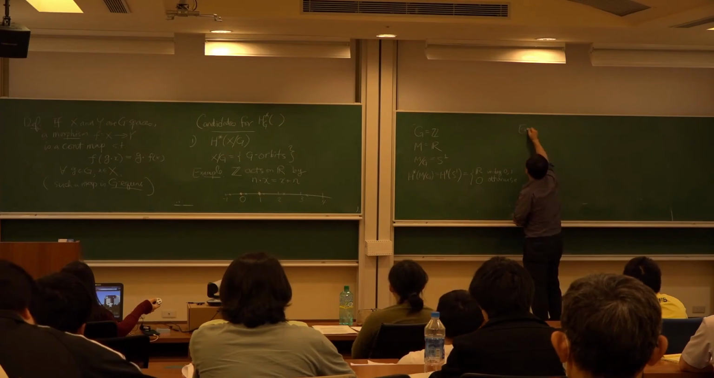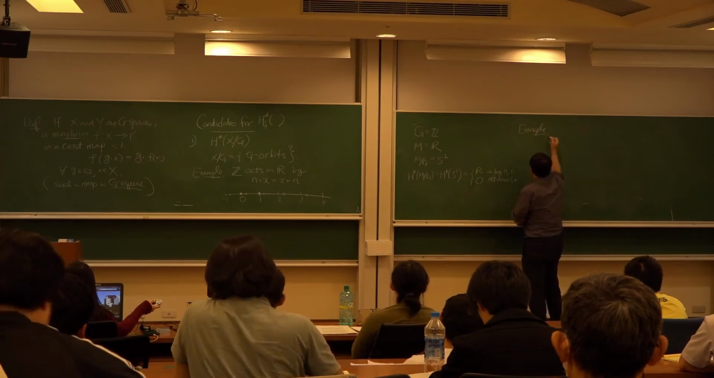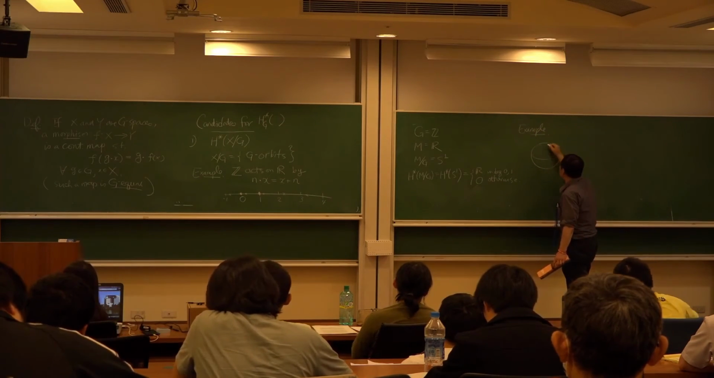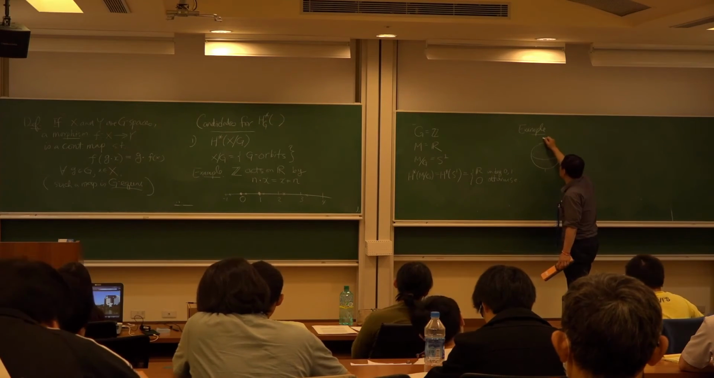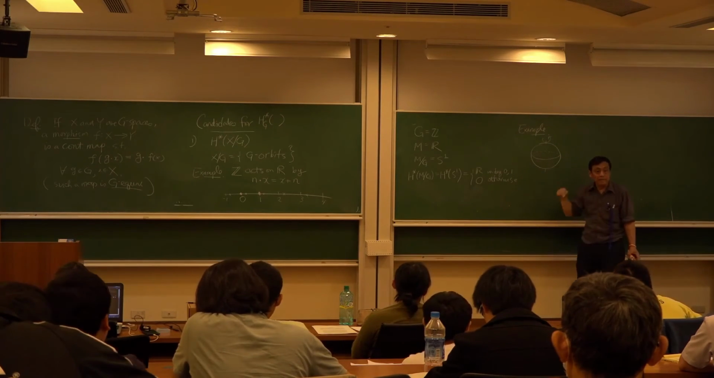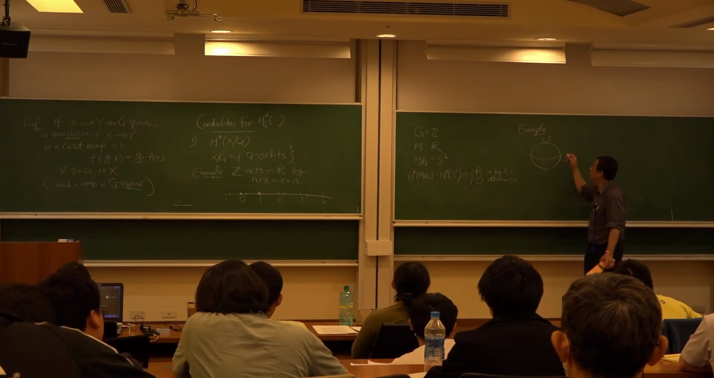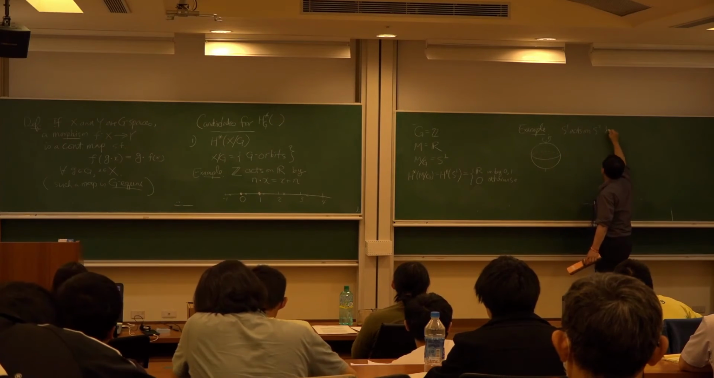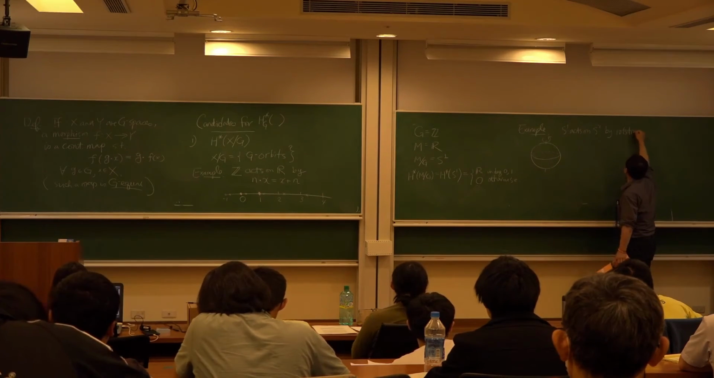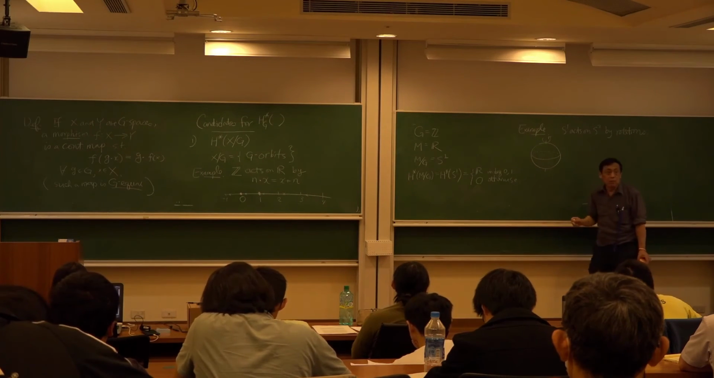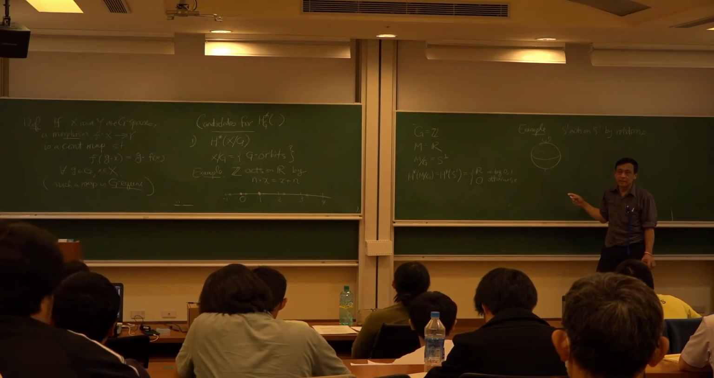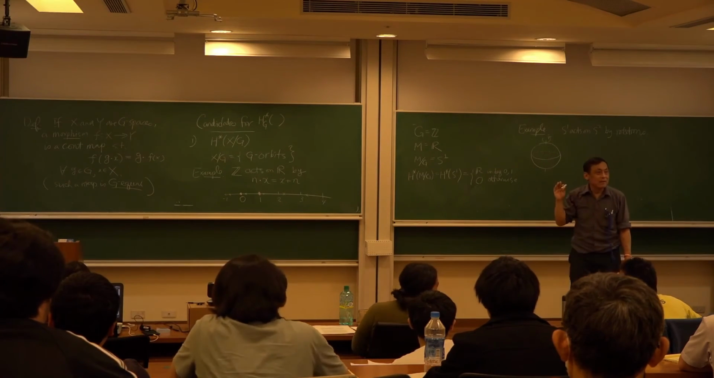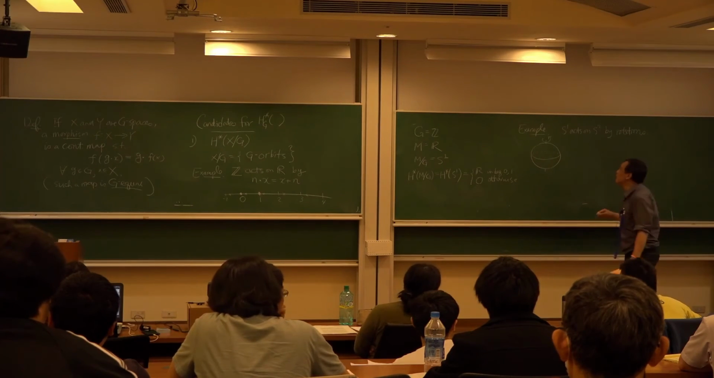We will look at this example a lot. The action of S1 on S2 by rotating about the z-axis. Okay? So S1 acts on S2 by rotation. Okay? What is the orbit space in this case? Yeah, the unit interval, right?